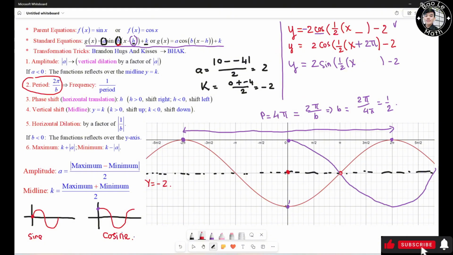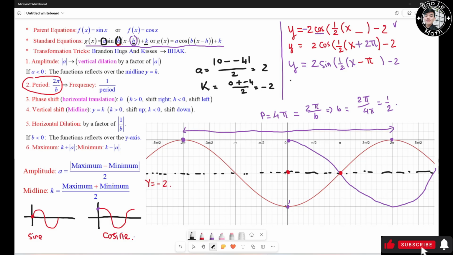Now it goes over here, which is shifted to the right pi units. So basically, you subtract pi. Anything related to the x value, think opposite. Subtraction means shift to the right. Addition means shift to the left. So this one should be y equals 2 sine of 1/2 times (x minus pi), minus 2.